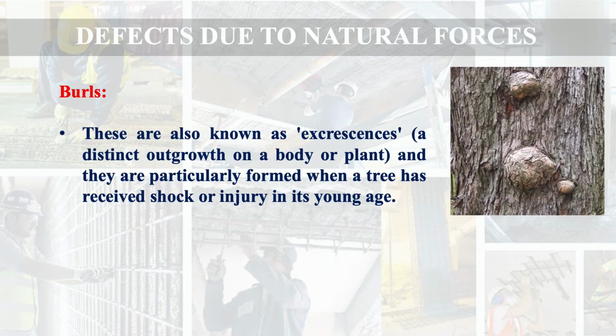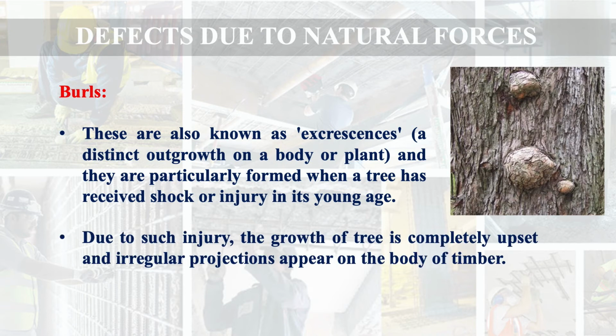These are also known as excrescences, means a distinct outgrowth on a body or plant, and they are particularly formed when a tree has received shock or injury in its young age. Due to such injury, the growth of tree is completely upset and irregular projections appear on the body of timber. In the figure, you see the lumps on the trunk of the tree. These lumps are bulbs.